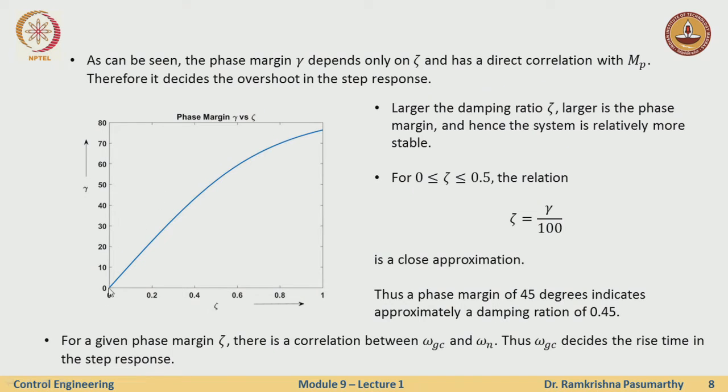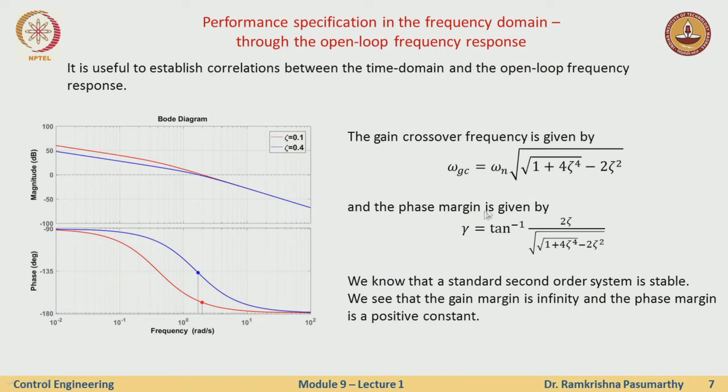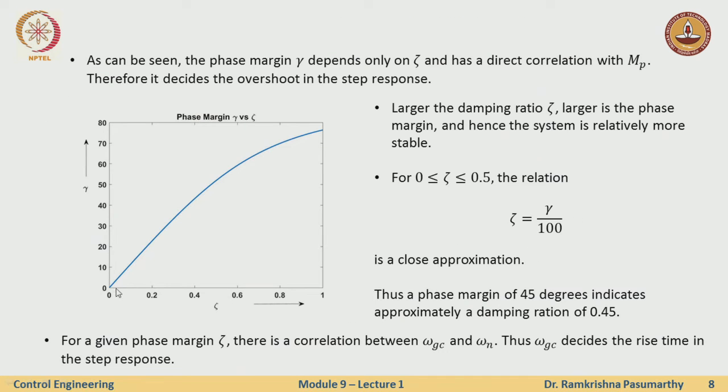Now, if we look at the plot of zeta versus gamma, the phase margin, which is a graph of this function, we see that for lower values of zeta between 0 and 0.5, I get a linear relationship: zeta is gamma over 100, and this is a very close approximation if you look at this plot. This means that if I want a phase margin of 45 degrees, I am looking at a damping ratio of approximately 0.45.